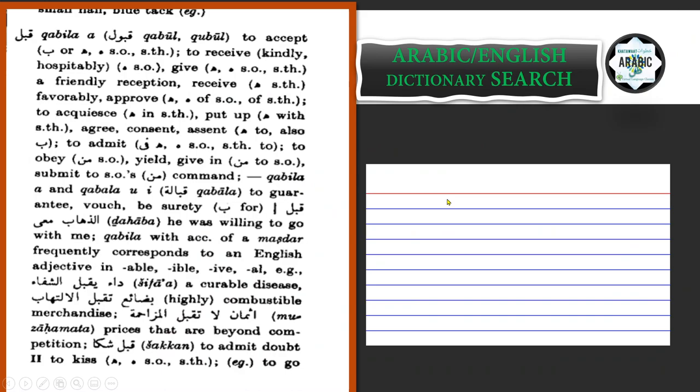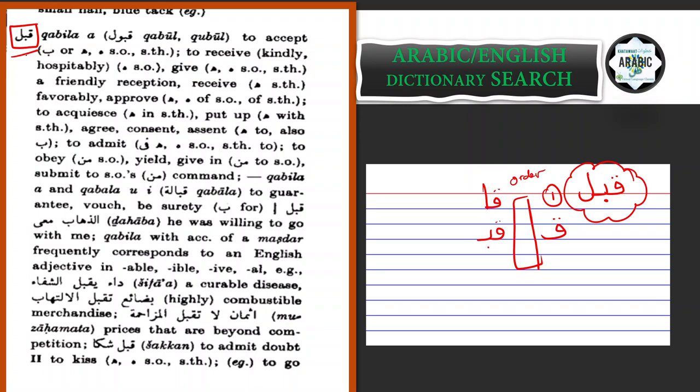So here you will find the root, as I was saying, but before you get to qaf, ba and lam, you first find the first letter, then you find the second letter based on our alphabetical order. So you might see qa and alif. To get to this word, you have to look for qa and ba. So you will find the first sound, but the following sounds follow an alphabetical order. When you find the root, it gives you all the other words that share the exact same root, and all the English translation, especially if you're using an Arabic and English dictionary.